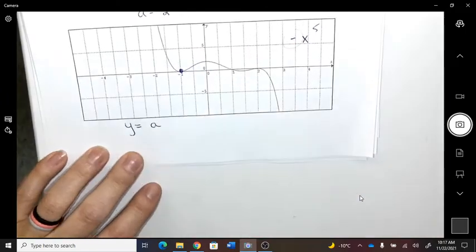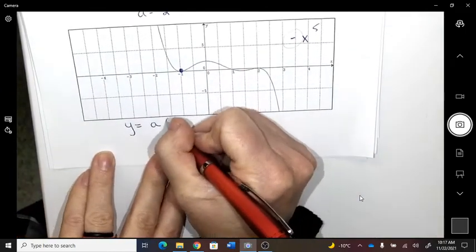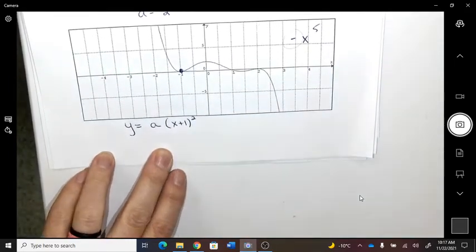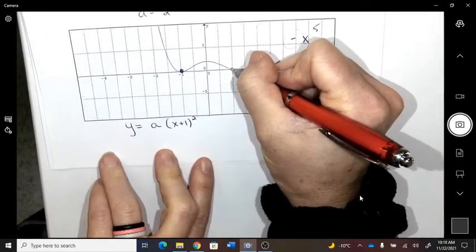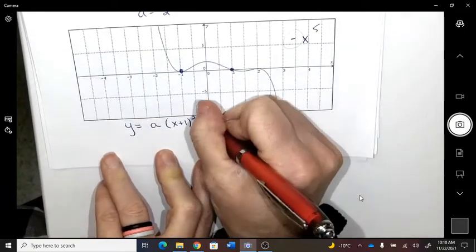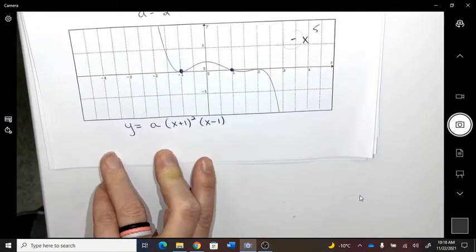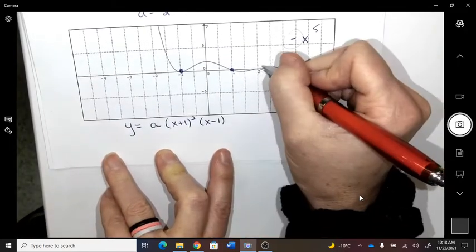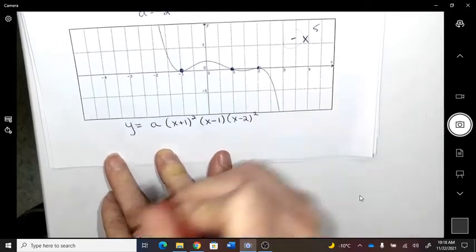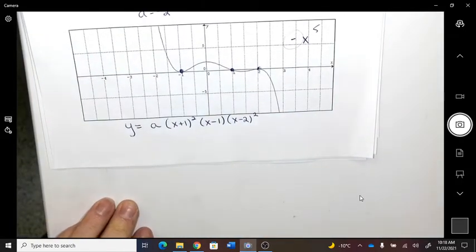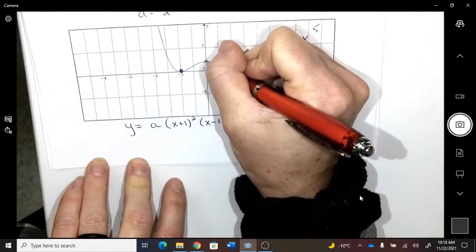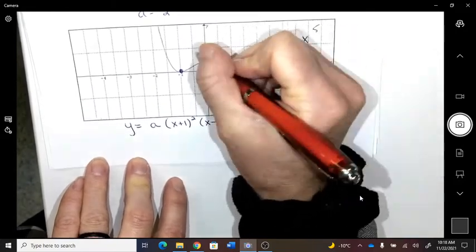Okay. I need a factor. So negative 1. The factor would be x plus 1. But I bounced. It crosses at 1, so I need an x minus 1. And it crosses at 2, so I need an x minus 2 with a bounce. This is my y-intercept.